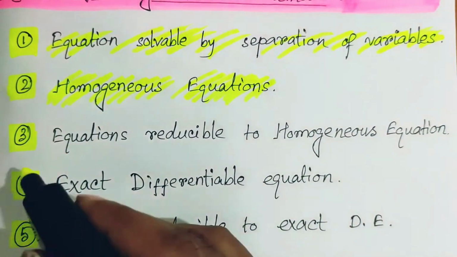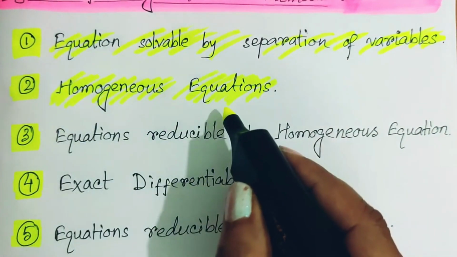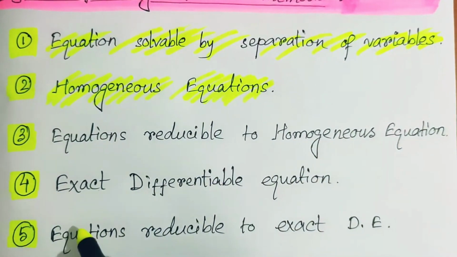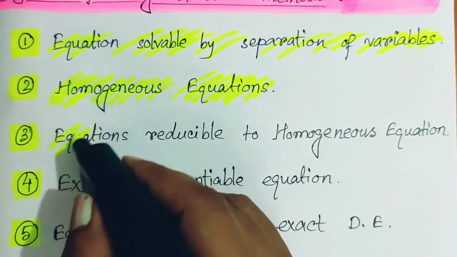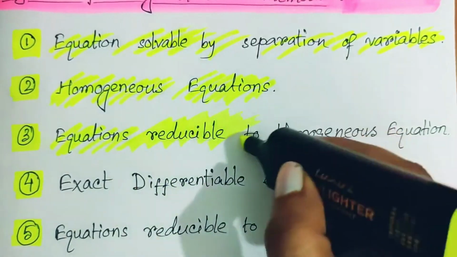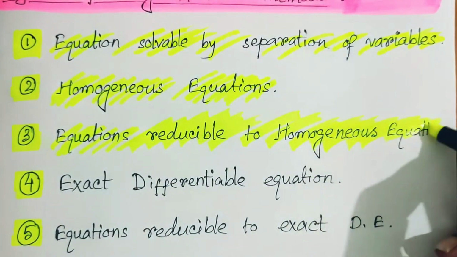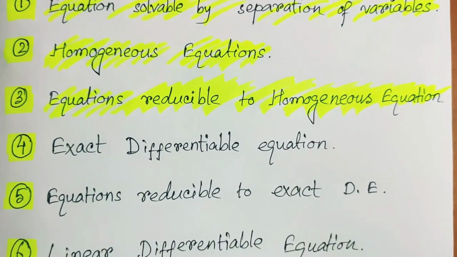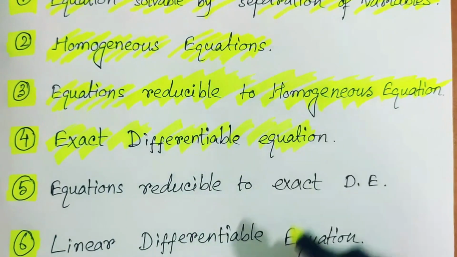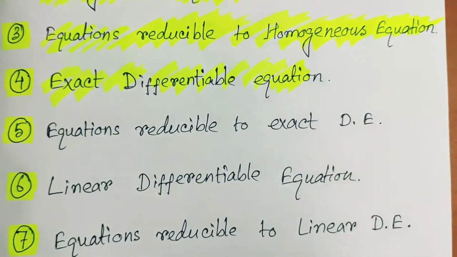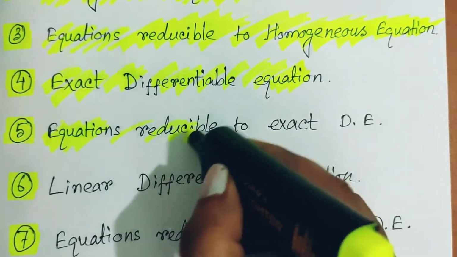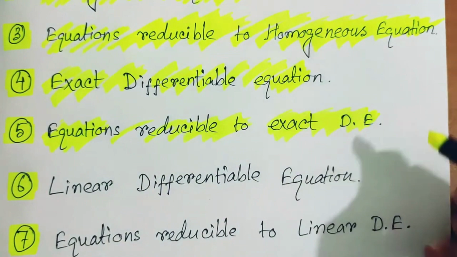Third one is, if an equation is not given as a homogeneous equation, then we may reduce the equation to a homogeneous equation and after that we can solve. So this is the third option, that is equations reducible to the homogeneous form. Next is the exact differential equation, and the fifth way to solve is equations reducible to the exact differential equation.